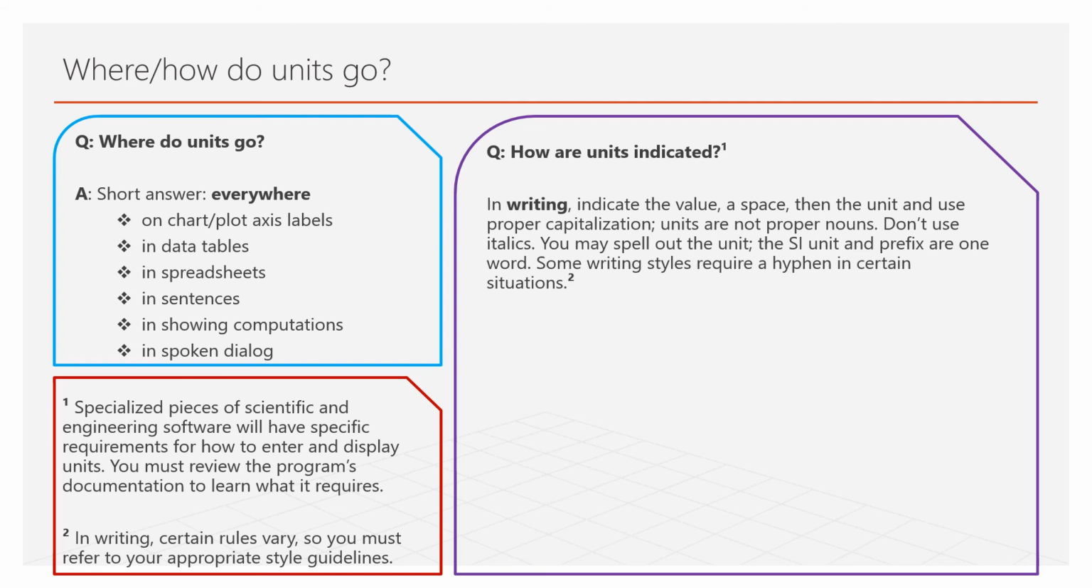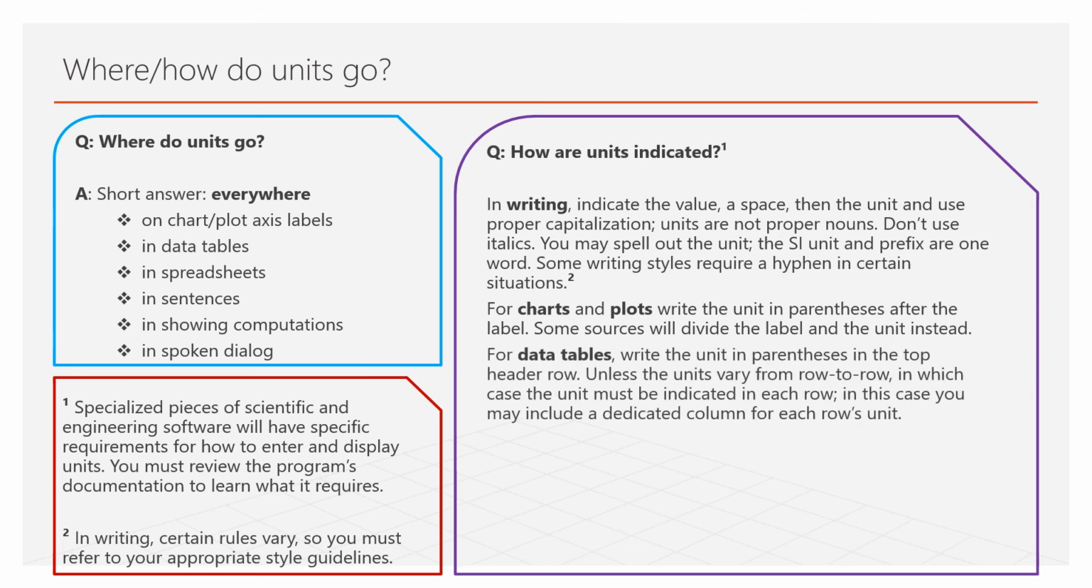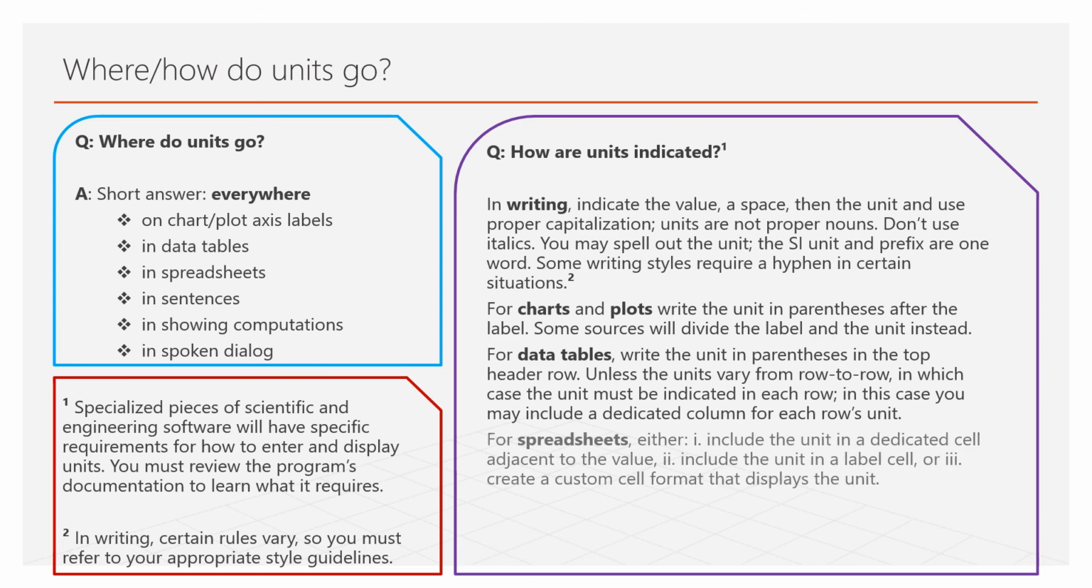In writing, certain rules vary, and you must refer to your appropriate style guidelines for how to use units in that context. For charts and plots, write the unit in parentheses after the label. Some sources will divide the label by the unit instead. For data tables, write the unit in parentheses at the top header row, unless the units vary from row to row, in which case the unit must be indicated in each row.